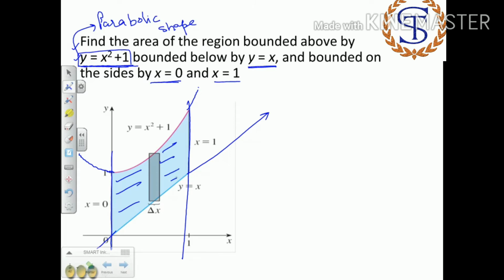It means this is the area bounded by one parabola, one straight line and the two vertical lines. So we can find out the area of this shaded portion again by using the concept of definite integration. So how can we find the area? Again in the simple way, take a rectangular strip on this region.